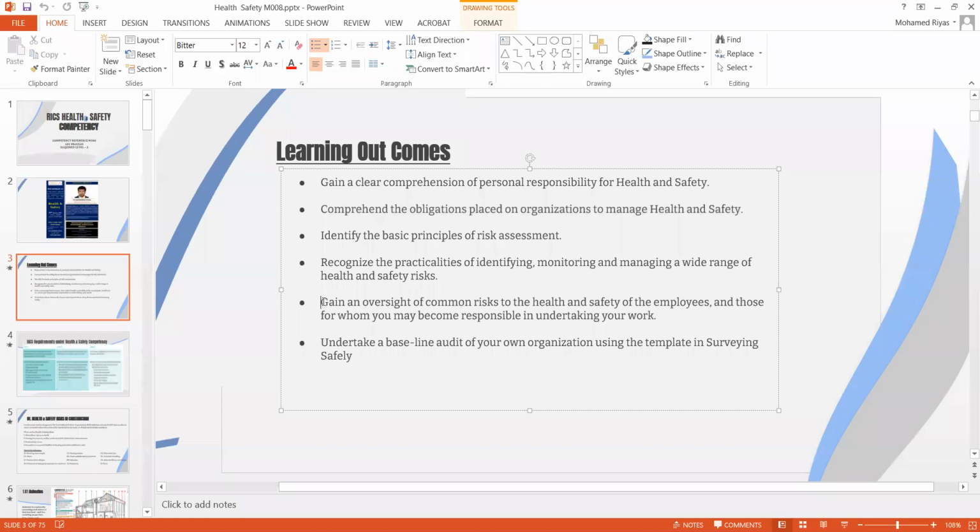The next learning outcome is gain an oversight of common risks to health and safety of the employees and those for whom you may become responsible in undertaking your work. And the final outcome, we target to undertake a sample audit of any firm that meets the RICS health and safety standard. How to do it?